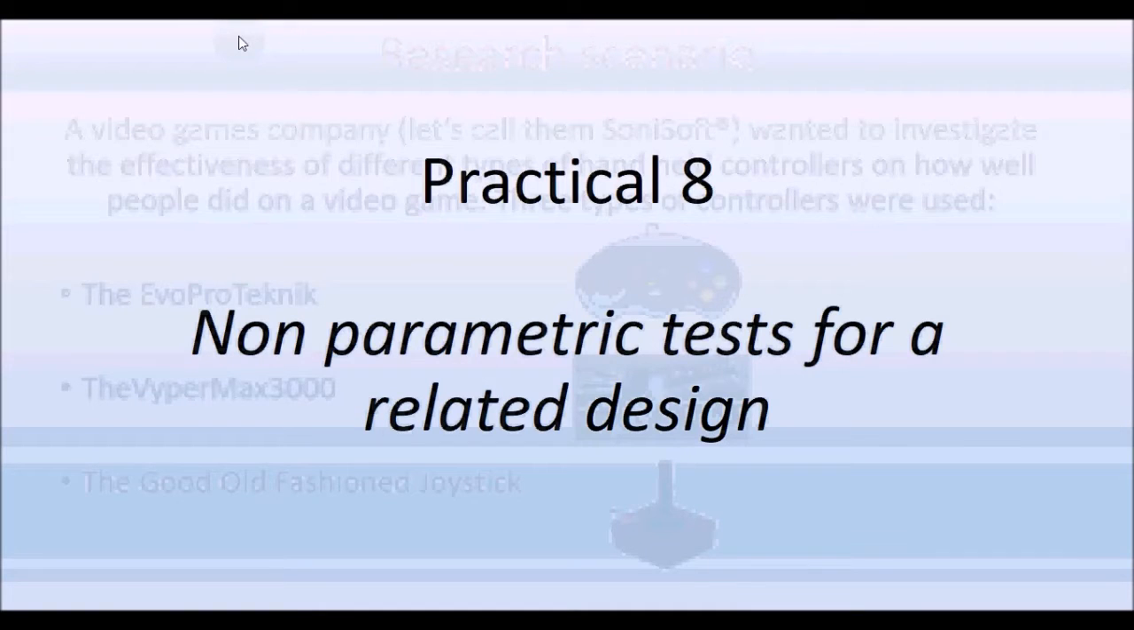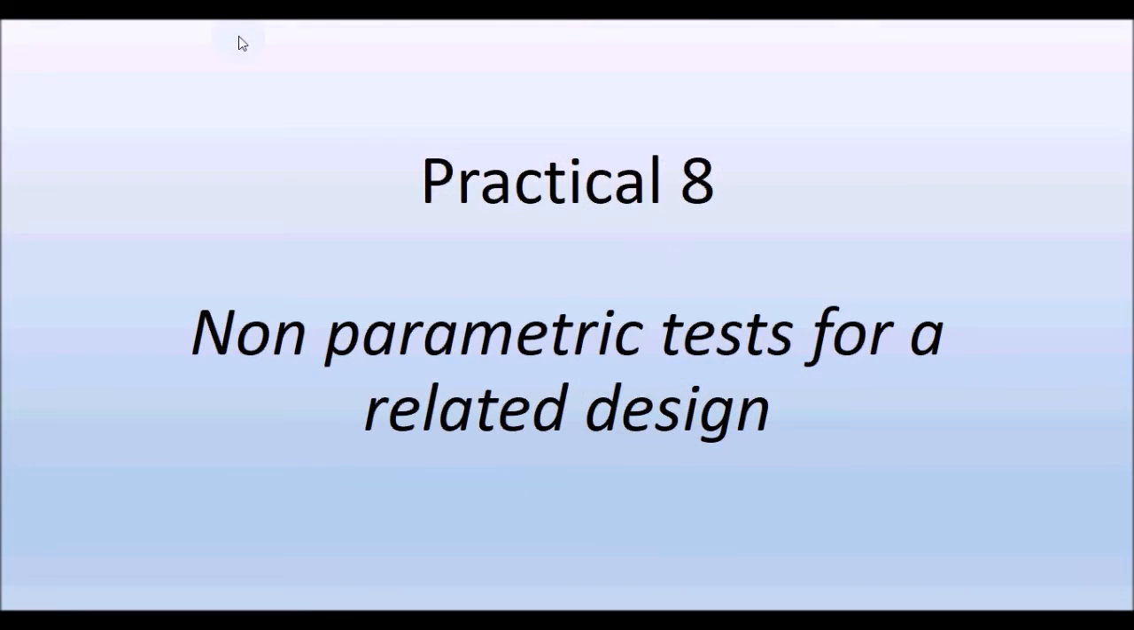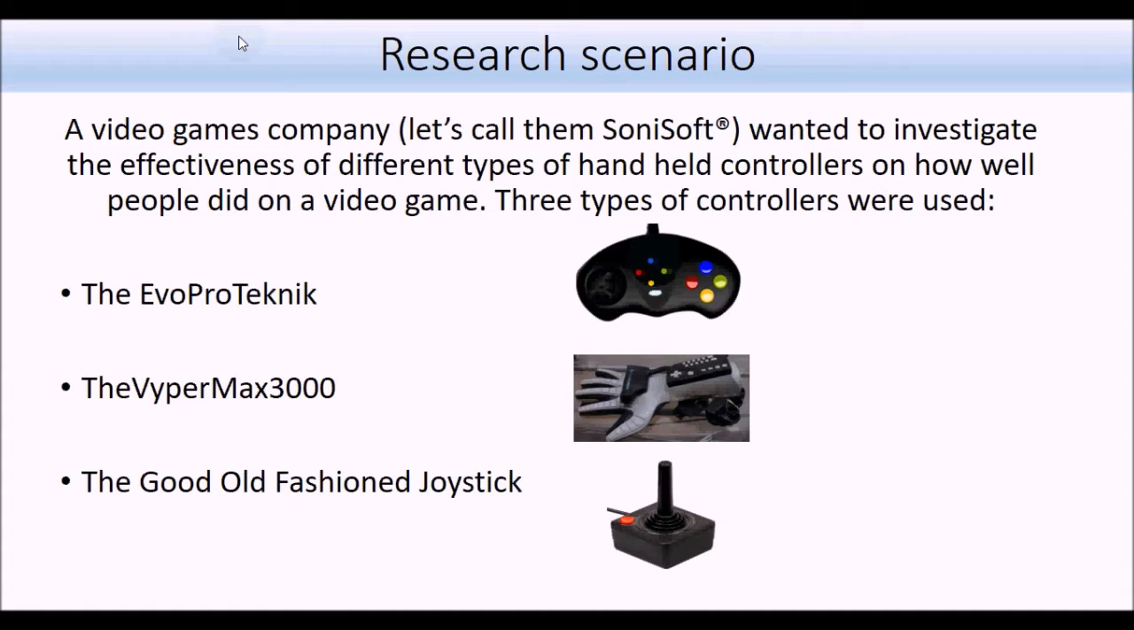What we'll do finally then is just run through a non-parametric test when you've got a related design. So in this case, when you've got subjects which are taking part in all conditions, these are the non-parametric tests that you'll want to use. So this is equivalent to a related t-test or a repeated measures ANOVA.